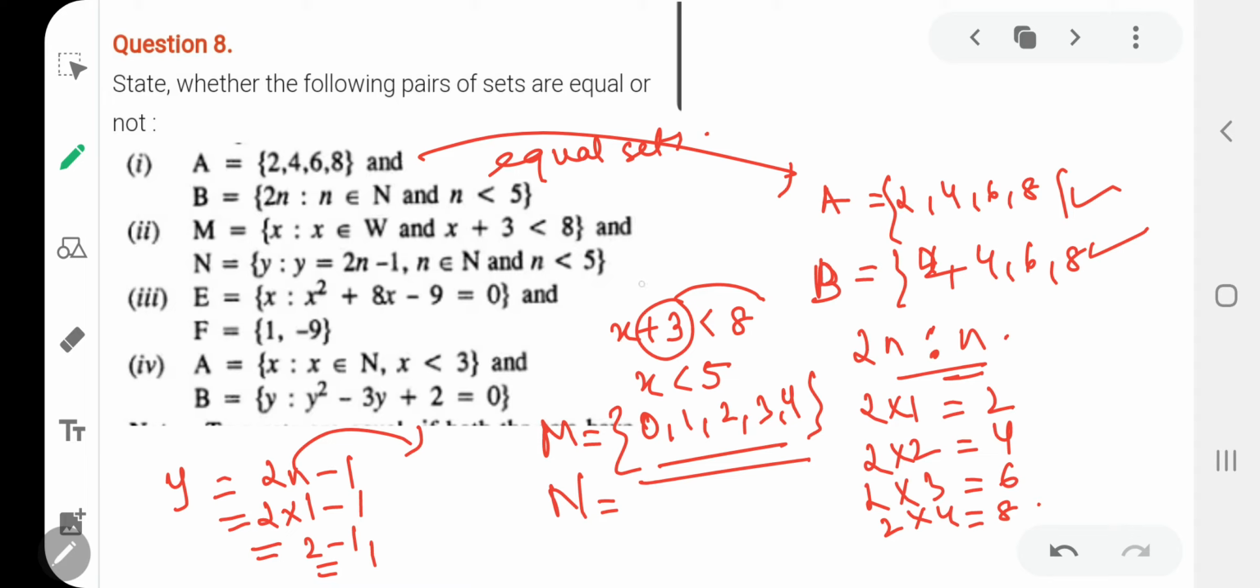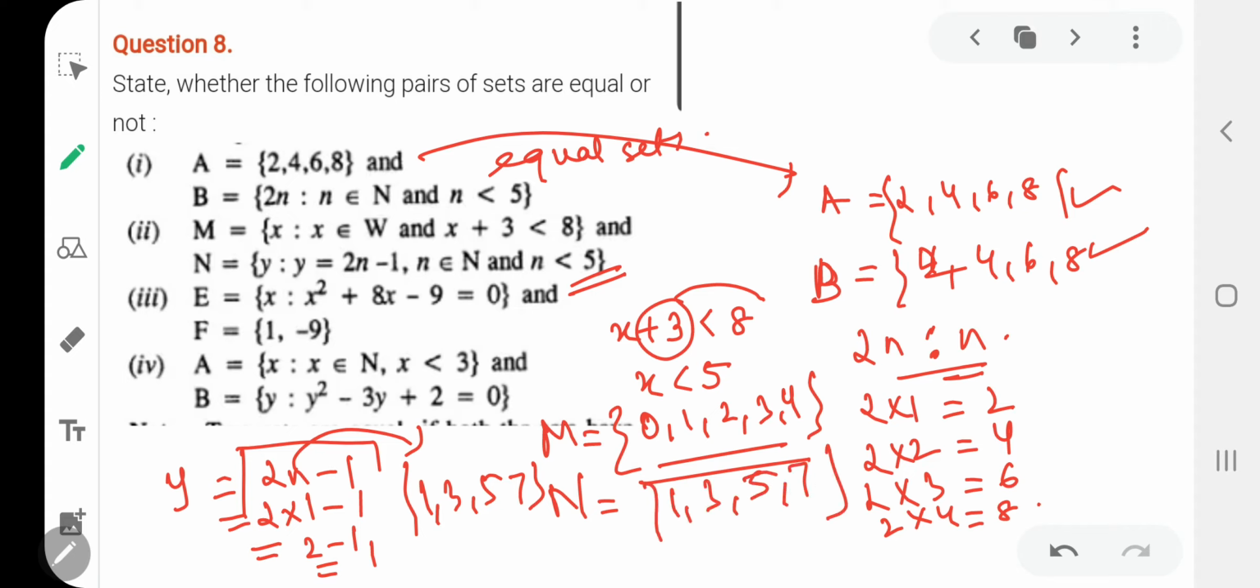You will limit to 4 because n is less than 5. So you have to limit to 4. So in this equation, you have to put the value of n as 1, 2, 3, 4 and find the answer. So you will get 3, 1, 3, 5, 7. So you will notice that M and N, they both have different number of elements as well as their elements do not match. So they will be called as not equal sets.